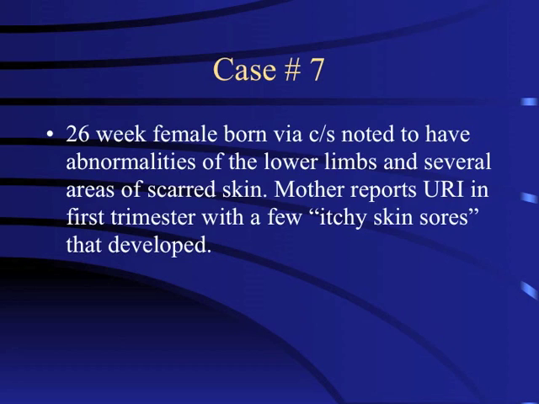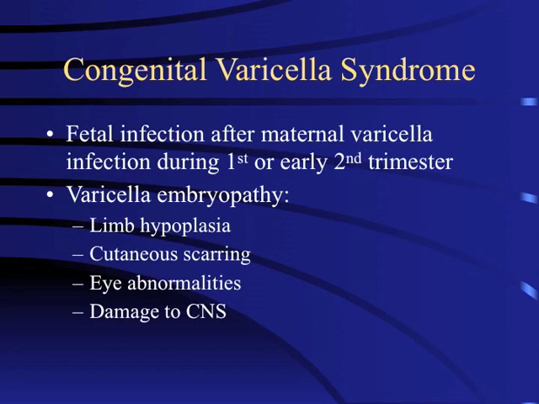The next one was also a premature baby born by C-section that had abnormalities of the lower limbs and several areas of scarred skin. It looked as if she had been burned. I mean, that's kind of what the scars looked like. The mother reported a URI in the first trimester with a few itchy skin sores that developed. Probably it was a very, very mild case of varicella that she didn't realize, and she had fetal infection after maternal varicella infection. And with varicella embryopathy, you get limb hypoplasia, cutaneous scarring, abnormalities, and damage to the CNS.